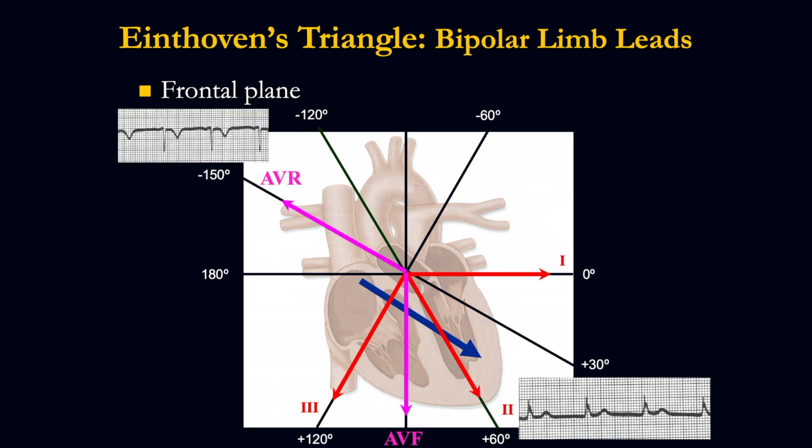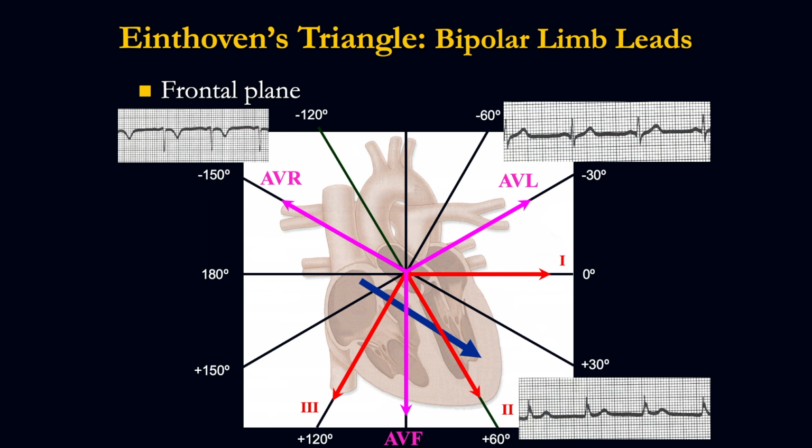In AVR, the right arm is positive and the left arm and the left leg are negative. Since the mean electrical axis is going away from AVR, that means we're going to get negative deflections. In AVL, we have the left arm that's positive and the right arm and left leg negative. In this EKG strip, we can see that there's both positive and negative deflection. This tells us that there's electrical activity going towards and away from the positive electrode.